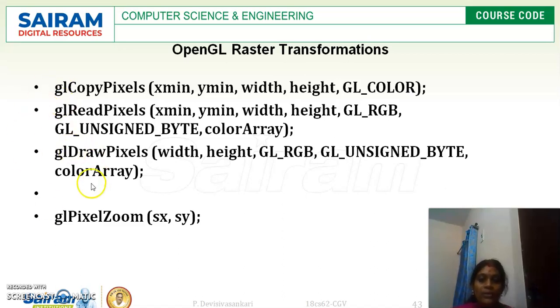I hope you have understood all the transformation concepts: normal transformation, homogeneous transformations, then the inverse transformations, composite transformations, then two different examples, pivot point transformation as well as fixed point transformation, and finally the other transformations we have discussed, the shearing operation and reflection, and the raster transformation, and what the different OpenGL functions are that are used for the transformations, right? I hope it is clear.